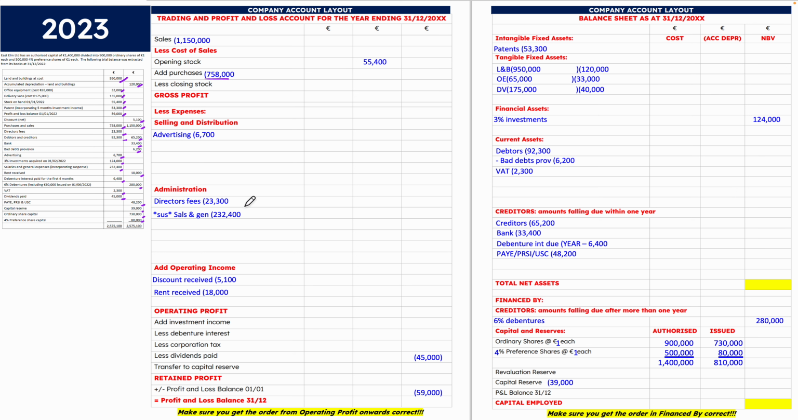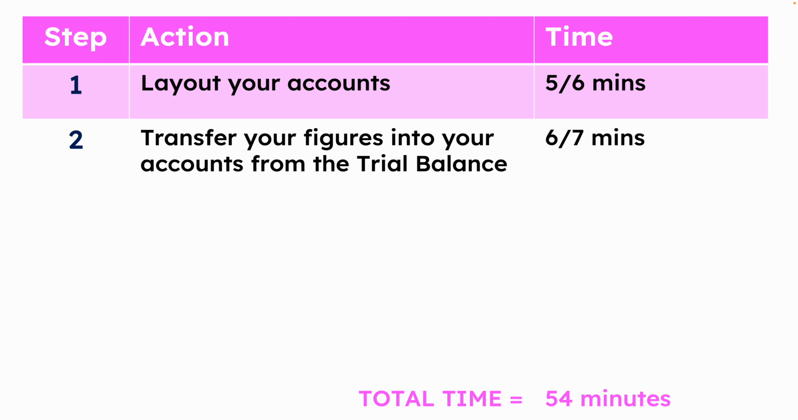And it's just very important at this stage that you're making sure that you've got salaries and general expenses in admin and not in selling and distribution. It's important that you've got advertising under selling and distribution. It's very important that you've put the discount in the right place and that you haven't treated it as discount received up in the selling and distribution. So it's a good chance for you to double check all of those figures and that you've put them in the right place. Very, very, very important.